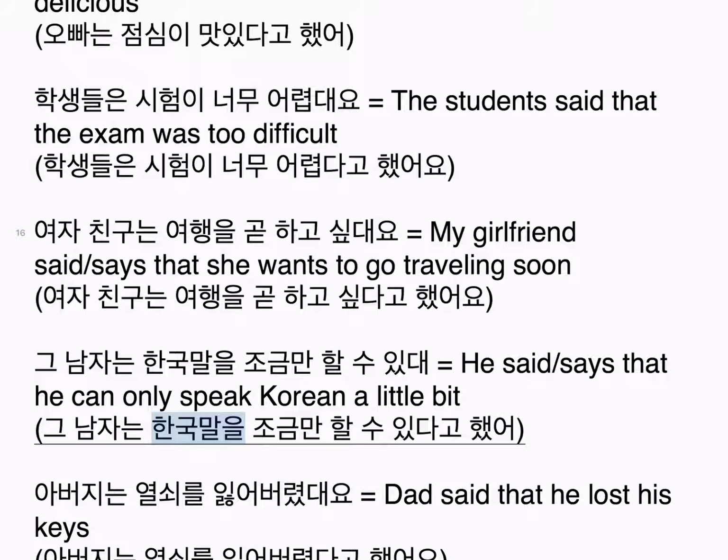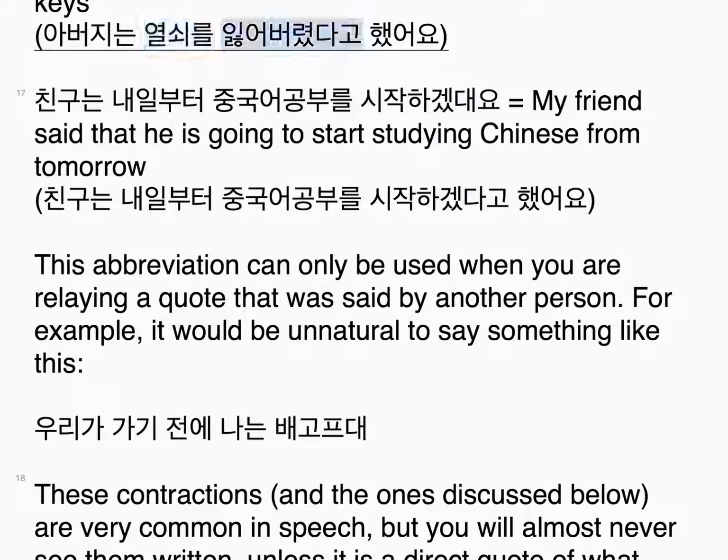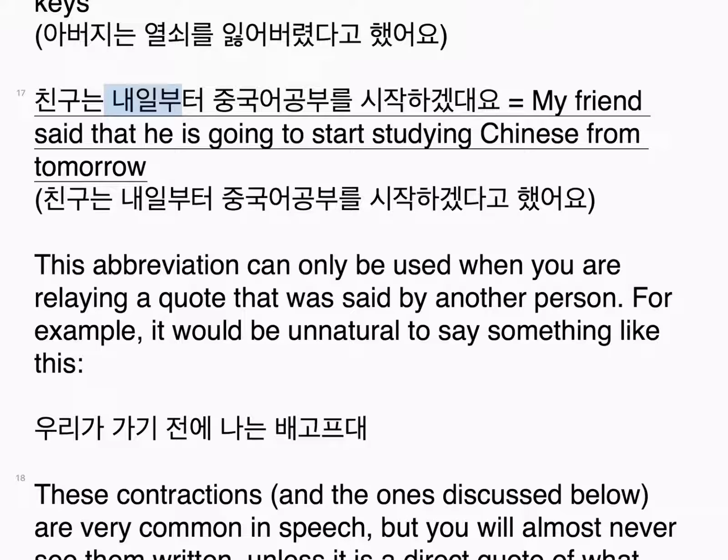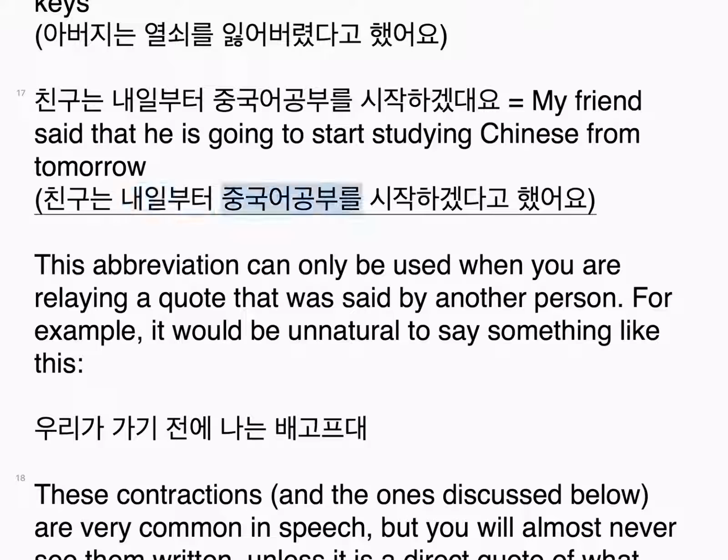그 남자는 한국말을 조금만 할 수 있다고 해서. 아버지는 열쇠를 잃어버렸대요. Dad said that he lost his keys. 아버지는 열쇠를 잃어버렸다고 해서요. 친구는 내일부터 중국어 공부를 시작하겠대요. My friend said that he is going to start studying Chinese from tomorrow. 친구는 내일부터 중국어 공부를 시작하겠다고 했어요.